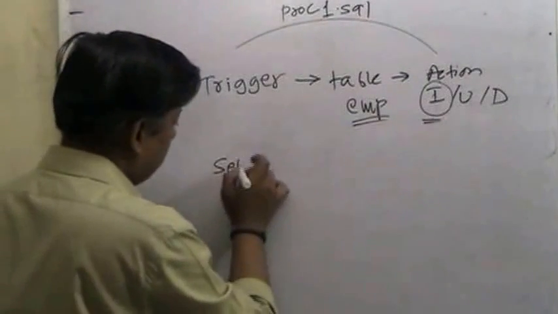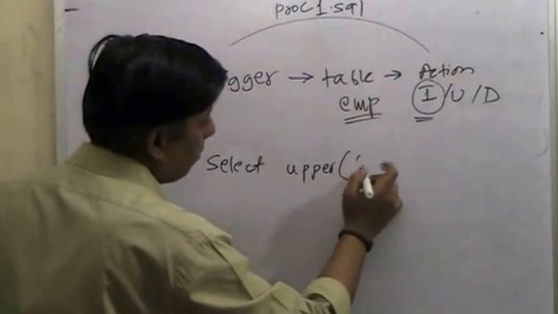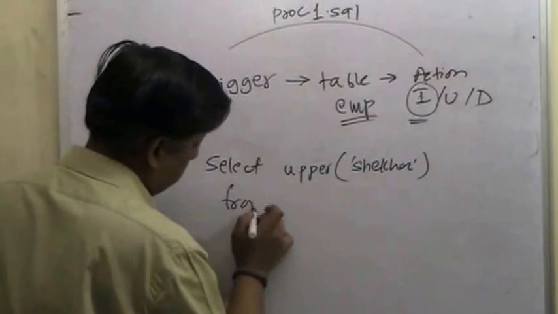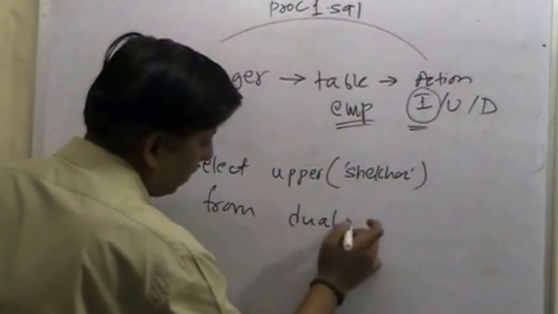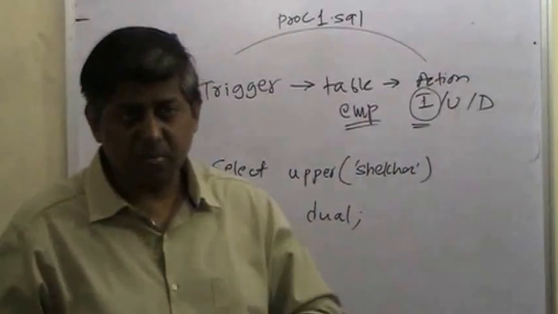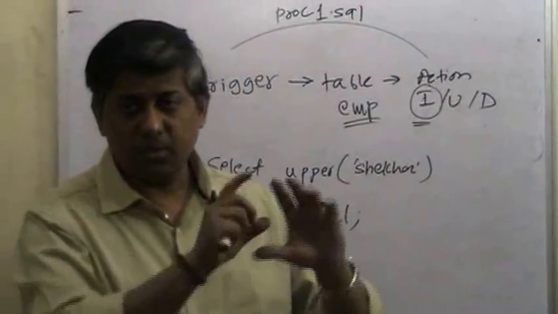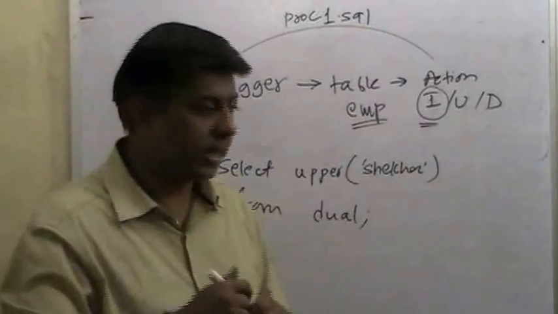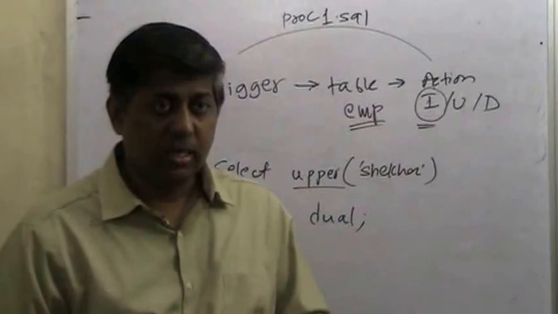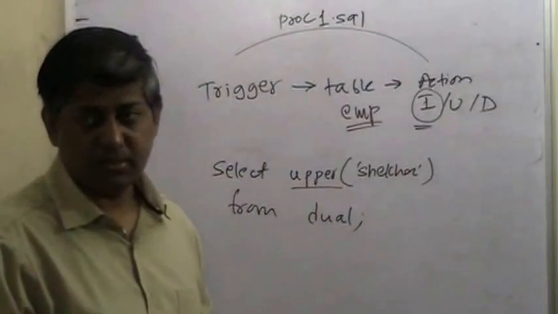Select upper, and maybe you type lowercase shekhar from dual, or instead of typing dual you may say employee, and here instead of shekhar you may pass the name of the employee, the column name. So what will happen, the shekhar will get converted into uppercase and you will see SHEKHAR in uppercase there. So this is a function, this is not a procedure, and because it is a function it can be used in a select statement.